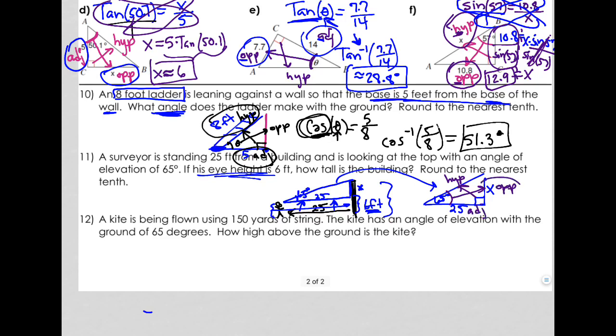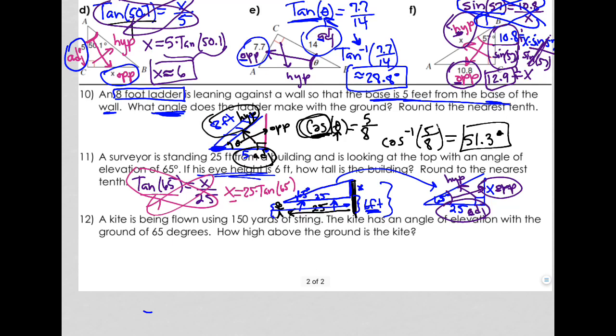So if we set it up, we're going to use the side we want to know, the side we do know. So opposite and adjacent, we're going to use tangent. So tangent of our angle, 65, equal to, opposite has to be on top, so x over adjacent, which is 25. If we cross multiply, 1 times x is just x, 25 times the tangent of 65, so 25 times tan 65 degrees.